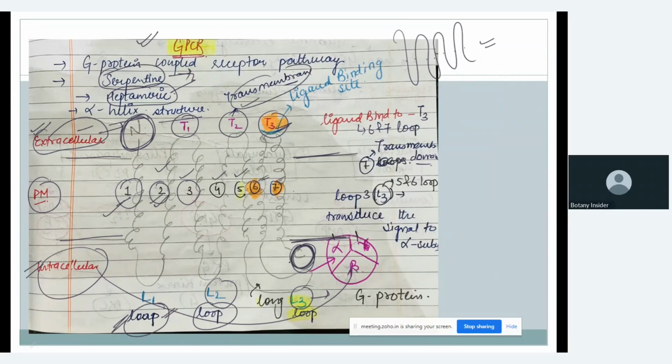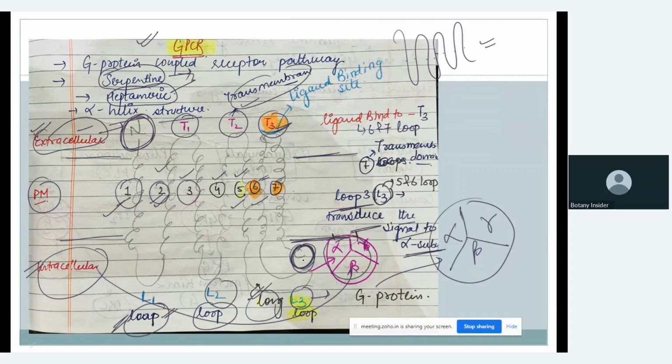In addition, loop 3, which is a longer loop, is attached to this particular G protein. The G protein has 3 subunits, alpha, beta, and gamma, organized in this fashion. Loop number 3, which is made up of 5 and 6, transduces the signal to the alpha subunit.